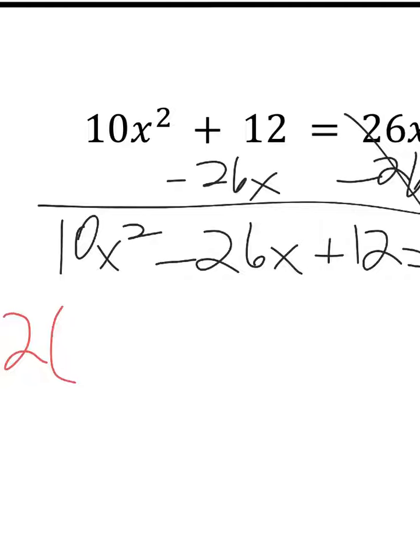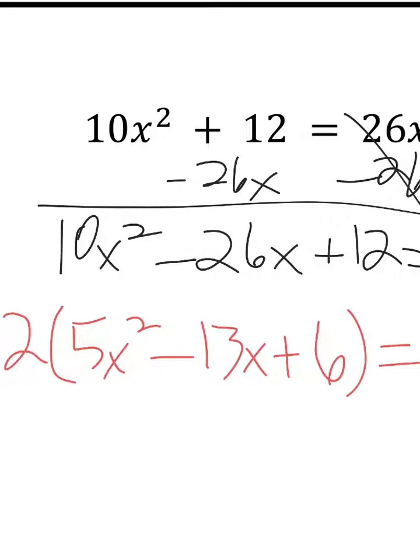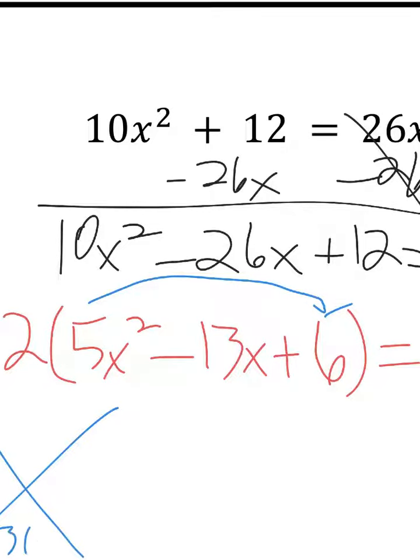So 10x squared divided by 2 is 5x squared. Negative 26x divided by 2 is negative 13x. And 12 divided by 2 is 6, and then equals 0. Okay? So I have my greatest common factor on the outside. That'll stay there the whole time. But now, you take that front number and multiply it to the back. That's going to give me 30. And the middle number is negative 13.